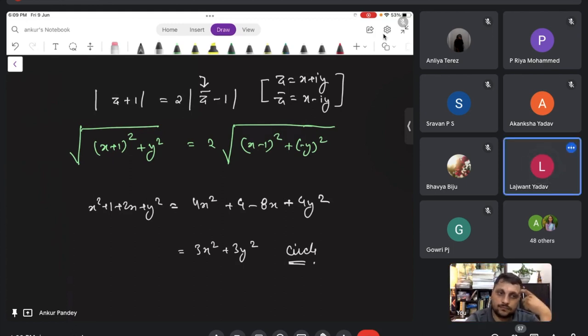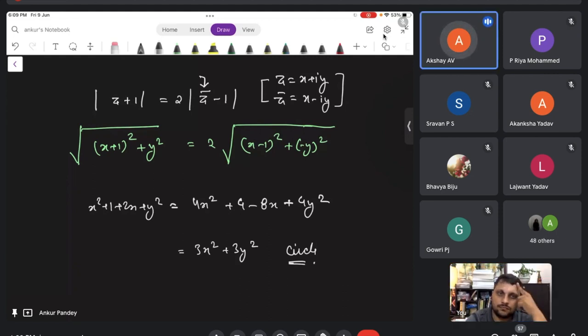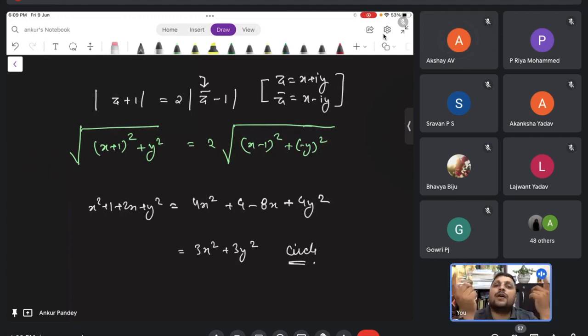Yes, sir. Is it an ellipse? No, it's coming a circle only. Sir, is it 3x square minus 10x plus 3 plus 3y square? Now, 3x square and 3y square, both are 3 and both are present. Hence, it's a circle.